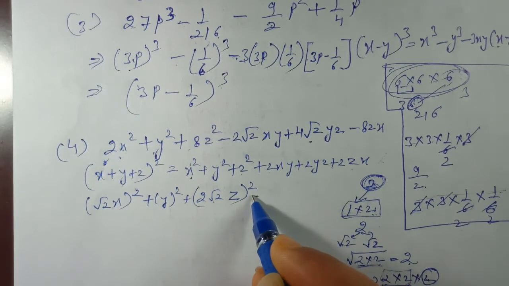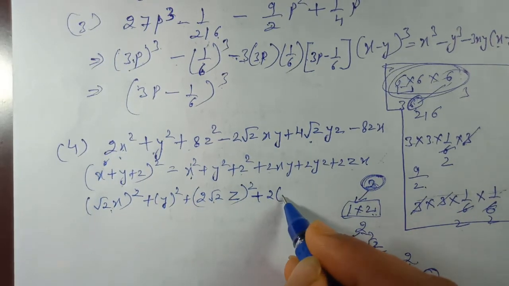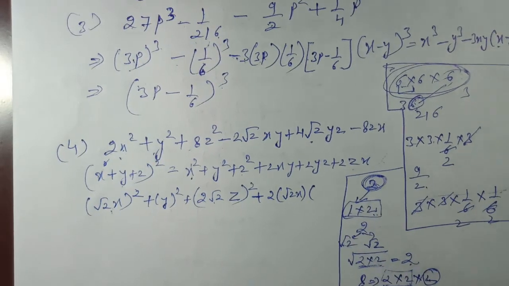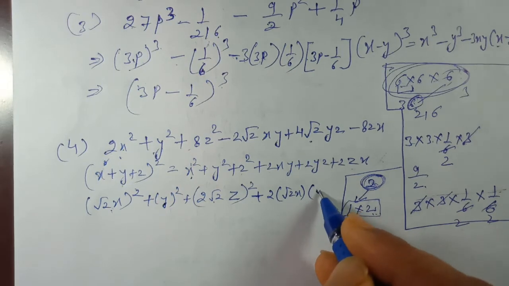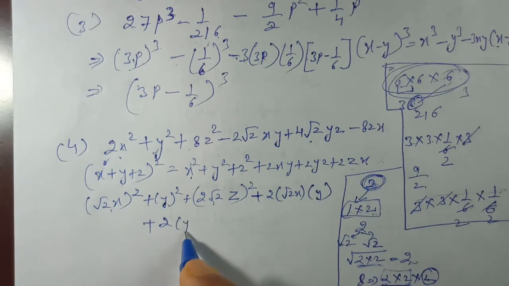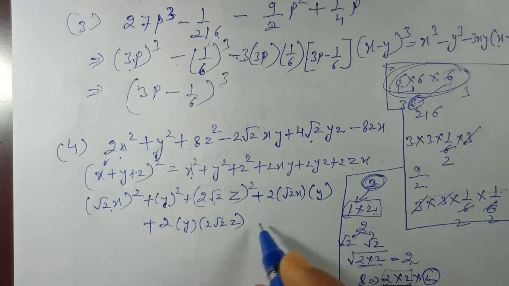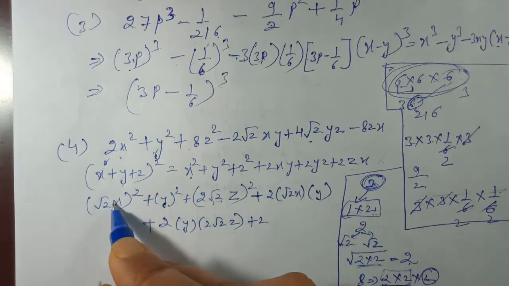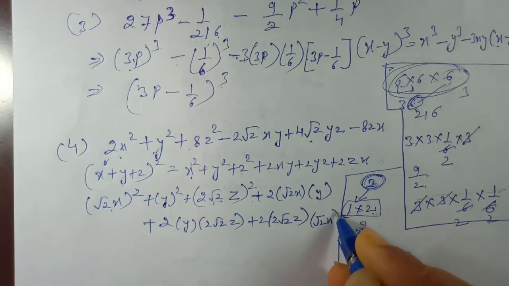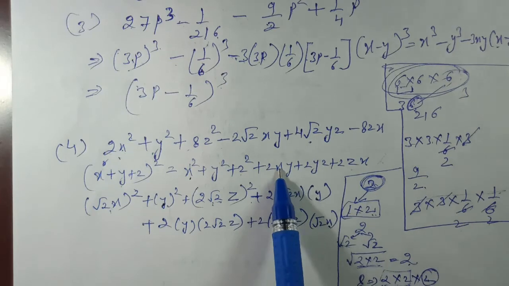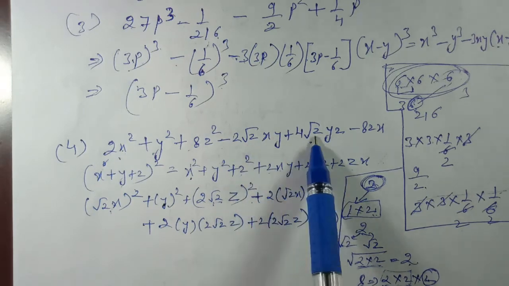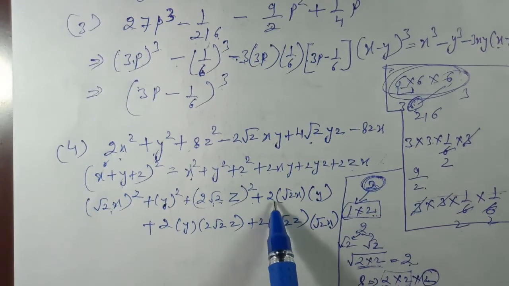Now follow this. We have to take 2 into first number root 2x into second number y, then plus 2 into second number into third number, y into 2 root 2 z, plus last number and first number, 2 into 2 root 2 z into root 2 x. So we have to check the last three terms, whether we are getting the same term with sign. So we are going to check the multiple of 2.